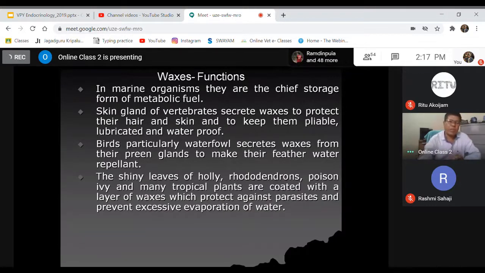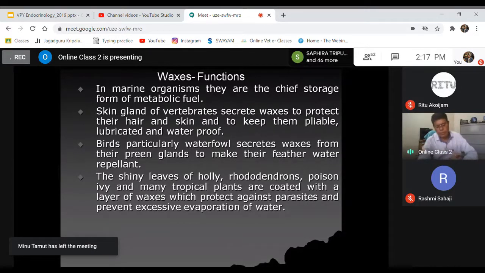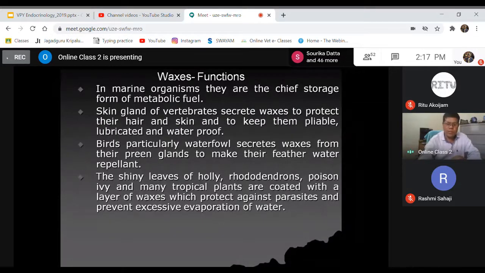Next, in the case of plants, the shiny leaves of the holly, rhododendrons, poison ivy, and many tropical plants are coated with a layer of the waxes, which protects against parasites and prevents excessive evaporation of water. So in plants, it forms a protective layer. This layer protects these plants from parasites, and also prevents the excessive loss of water by evaporation. Then this wax also has some industrial applications.